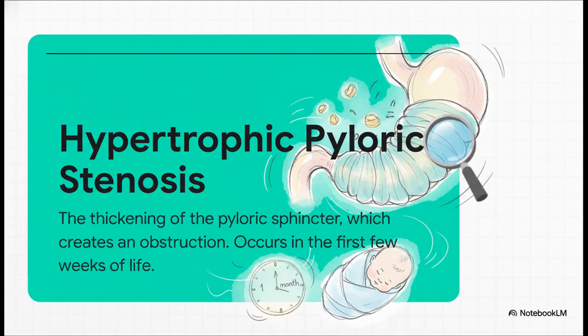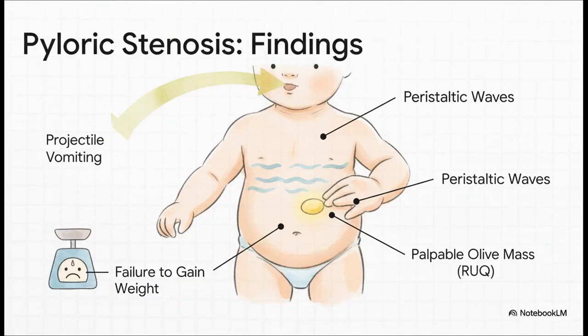Let's break that name down because it tells you everything you need to know. Hypertrophic means overgrown. The pylorus is that muscular little valve at the exit of the stomach. So what you have is an overgrown exit valve muscle that's blocking food from leaving the stomach. It's a one-way street that's suddenly slammed shut, and it almost always shows up in the first few weeks of life. The signs and symptoms here are so classic.